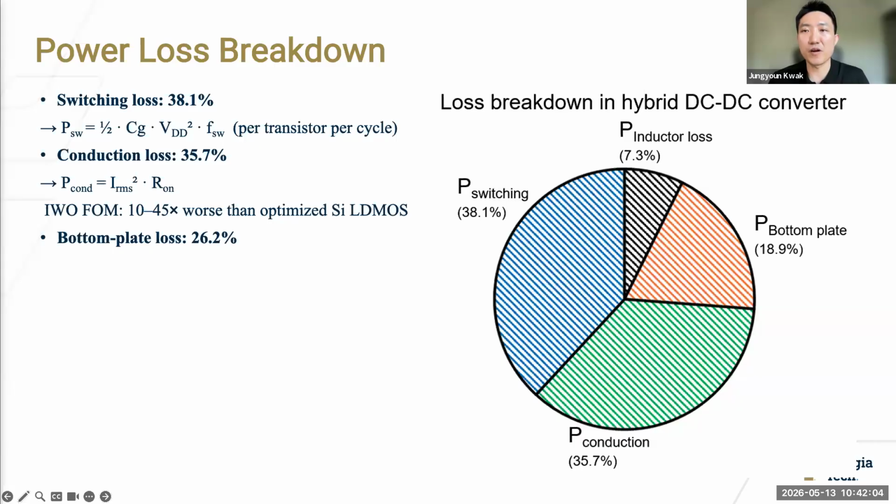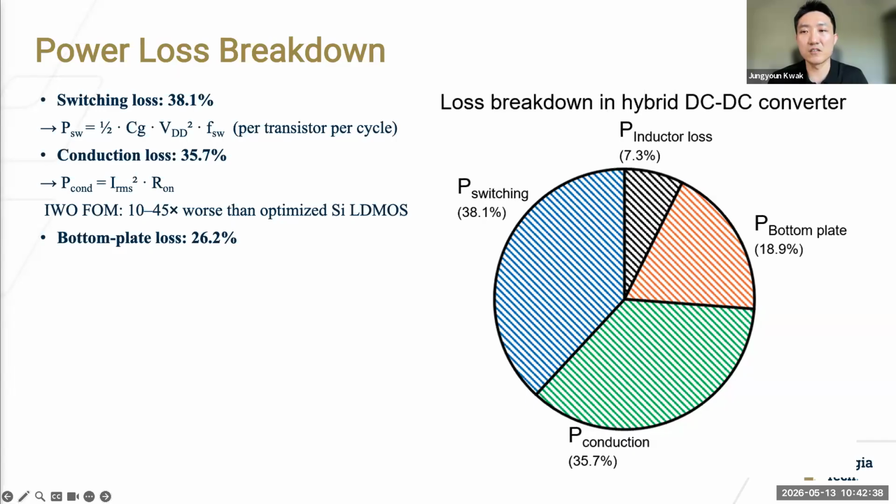The pie chart shows where the power losses go at peak efficiency. Knowing each loss source is key for identifying future improvement directions because the indium tungsten oxide power transistors are just not mature enough yet. The switching loss is 38.1% of the total loss. Conduction loss is 35.7%. The bottom plate capacitor loss is 26.2%. The switching loss is the largest term because indium tungsten oxide has a high on-resistance.